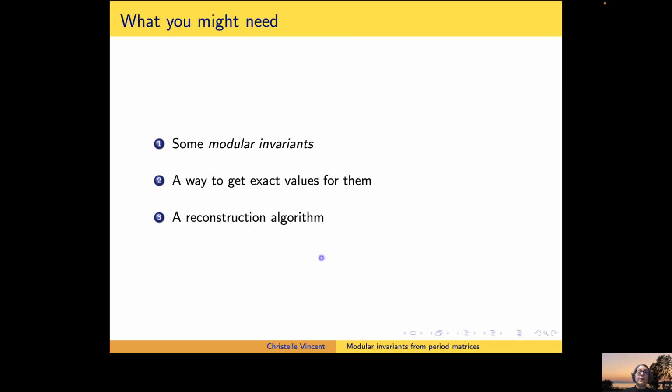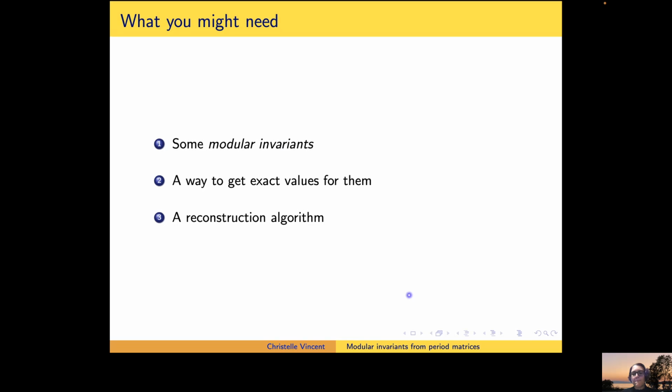So here is a proposed program to do this. First is to define some modular invariants of the variety that you want to compute. So an invariant of the variety, something that belongs to the variety, but modular. By that I mean that the domain, the input that these invariants take, I'll want those to be period matrices, because that's what I'm starting with. We want a way to get exact values for this invariant. So the rounding will happen there in that middle step. And then finally, a construction algorithm from the invariants to the variety that we want, because remember, we want a model for some variety.